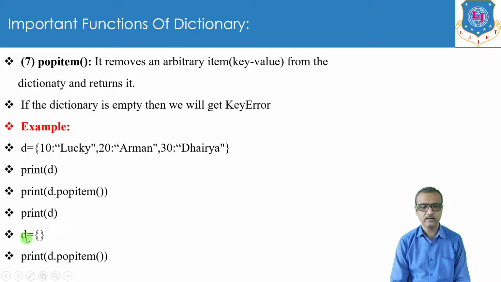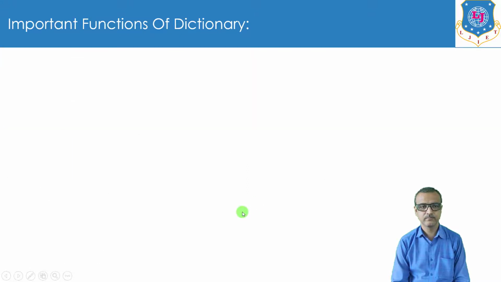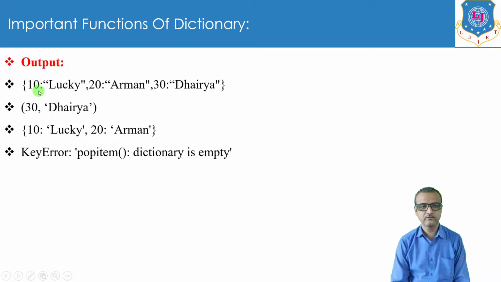Arman. Then after, we have written D equals an empty dictionary, and if we write print of D.popitem, then in this case, as the dictionary is empty, it will give us a KeyError. So here is the output. We have the same dictionary, and after applying popitem, one item, that is 30 comma Daria, will be removed from this dictionary.